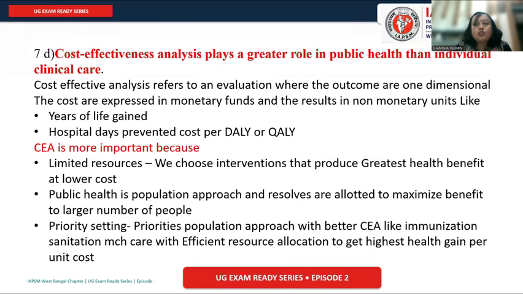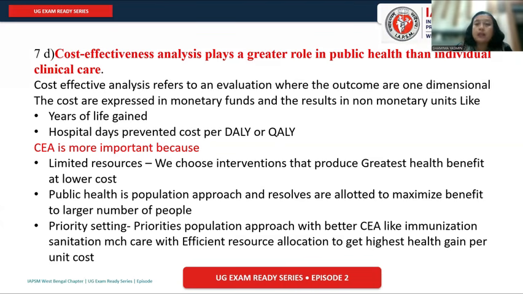The next question is why cost-effective analysis plays a greater role in public health than individual clinical care. Cost-effective analysis refers to an evaluation where the outcome is one-dimensional. The input cost is expressed in monetary terms, but the results are non-monetary. We're not taking it in terms of money. It will be like years of life gained, hospital days prevented, cost per DALY or QALY, that is, disability adjusted life years and quality adjusted life years.